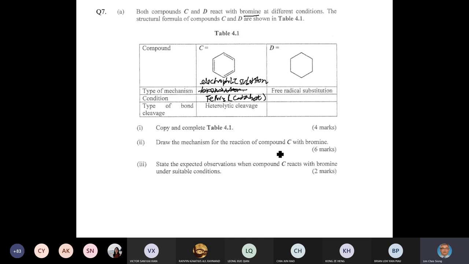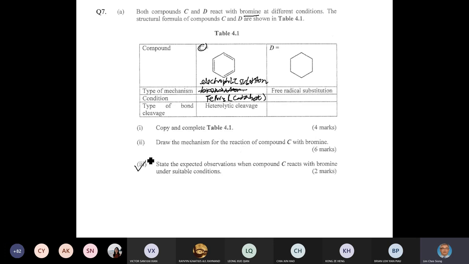Draw the mechanism for reaction C with bromine. So this one can refer back to the same steps I just mentioned to you, for example, the formation of the electrophile. Secondly, the pi electrons form the new bond. And finally, what is the end product that can be obtained? So you can see the pattern is all the same. You have to know the sequence and what the end product is. And now, okay, number three.